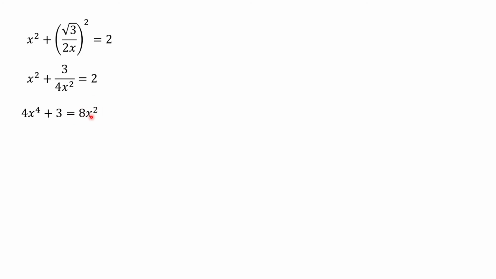Now let's move 8x squared to the left side. To do that, we subtract 8x squared from both parts. This is what we're going to get. And now we got an equation. It's actually an equation of fourth order. But in this equation, we have terms only with x squared and x to the fourth power. We don't have any terms with x or x cubed. So an equation like that is called a biquadratic equation.